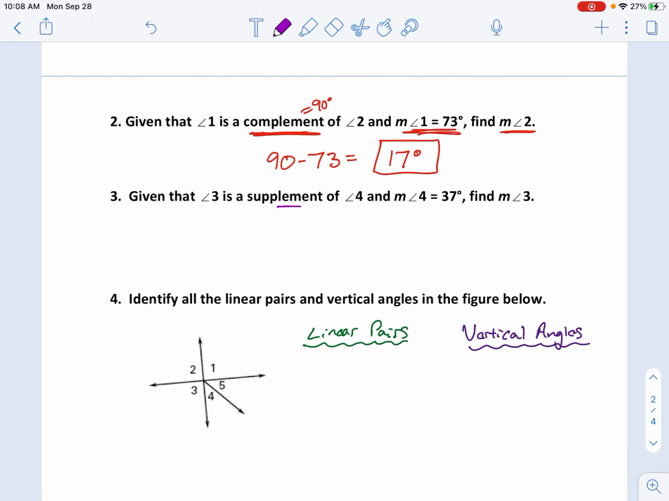Different color, let's do a little purple. Supplements, this one we're thinking equals 180, and they give us the measure of angle 4 is 37. Find the measure of angle 3. If the measure of angle 4 is 37, their total is 180, so I'm going to take away 37 because that's what angle 4 is. And for angle 3, I would get 143 degrees.